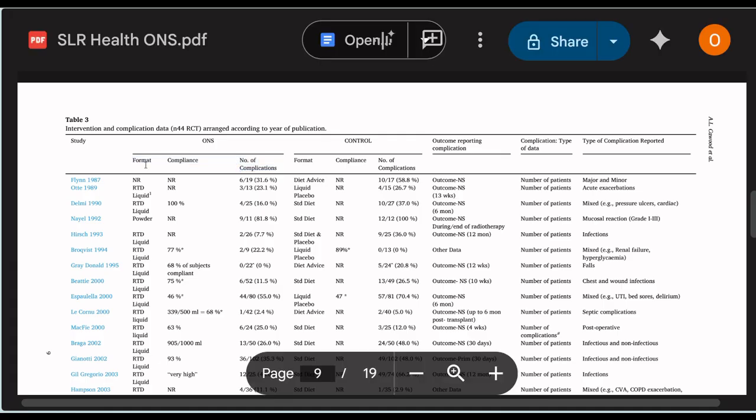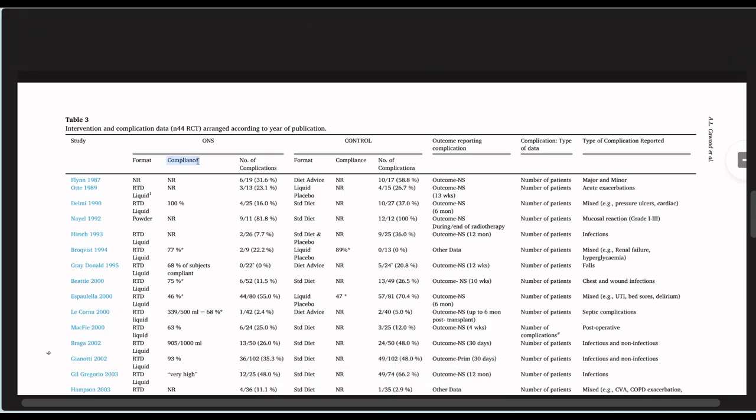In what format is the oral supplement they were using? Is it liquid? Is it powder? The compliance. What level of compliance did this study report? Remember, these studies were quantitative. And they move forward to say, okay, number of complications. Those people that were using those supplements in the oral nutritional supplement group, which is the intervention group, what amount of complication do we have?